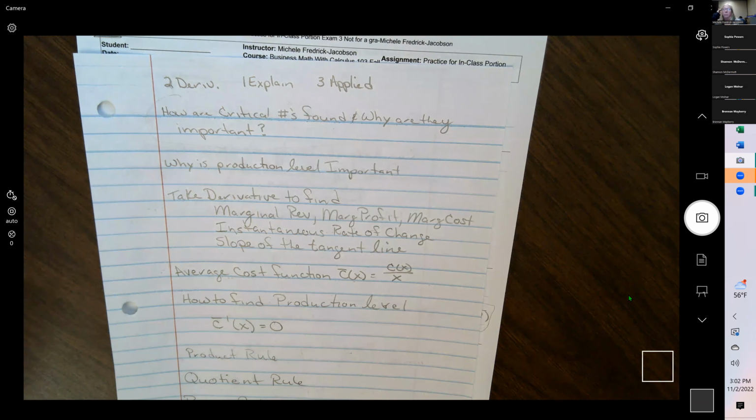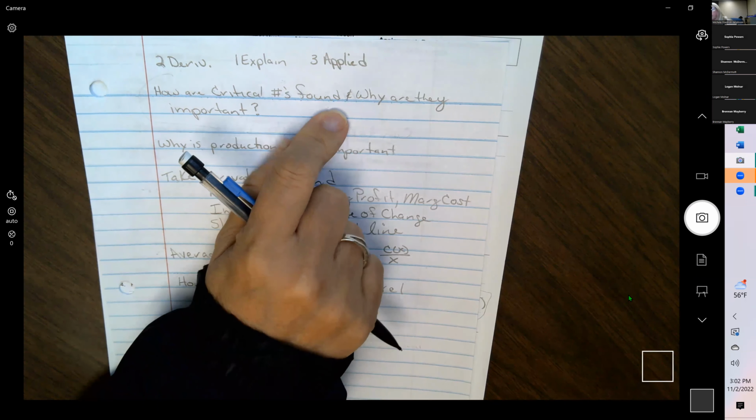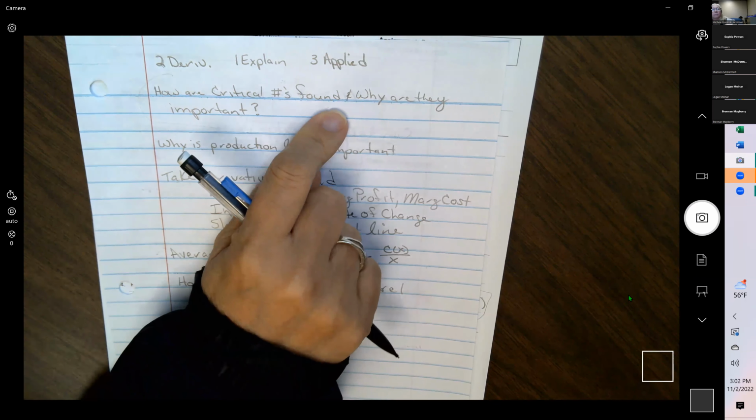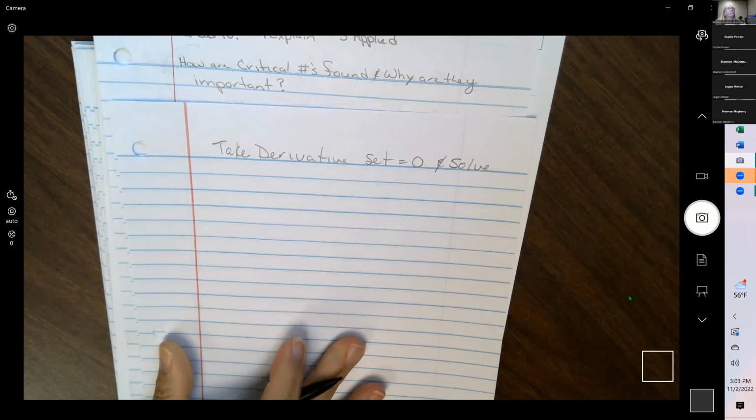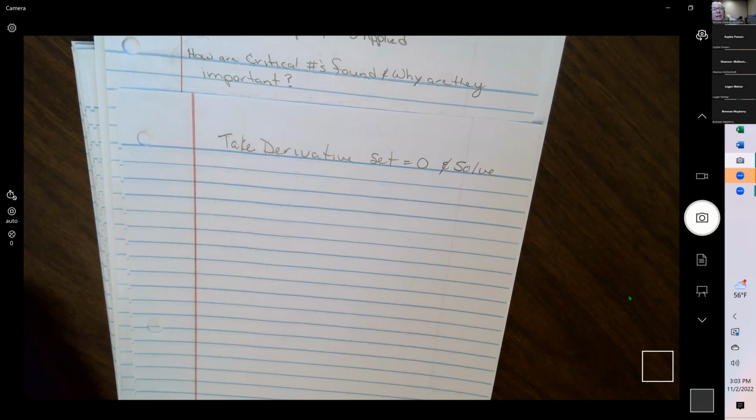So how are critical numbers found? Anyone? Take the derivative. Set it equal to 0 and solve. Setting the derivative equal to 0, exactly.